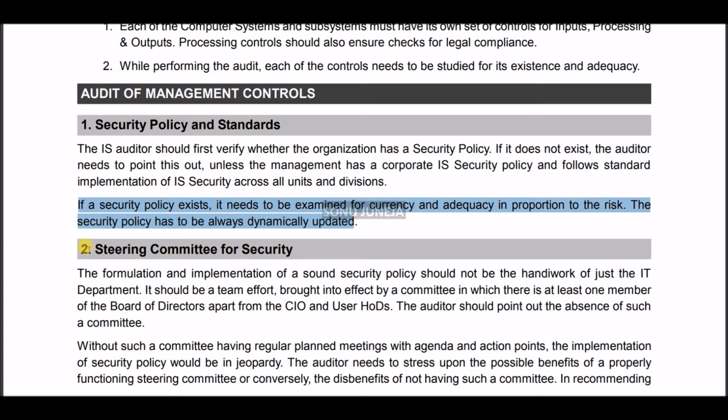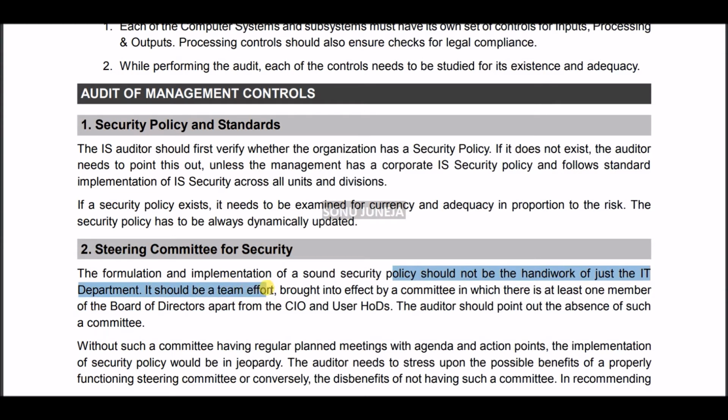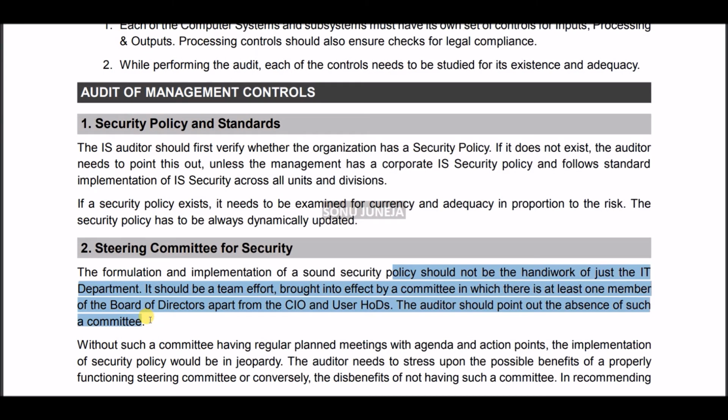Then you have the steering committee for security. The formulation and implementation of a sound security policy should not be the handiwork of just the IT department. It should be a team effort, brought into effect by a committee in which there's at least one member of the board of directors, apart from the CIO and user HODs. The auditor should point out the absence of such a committee.